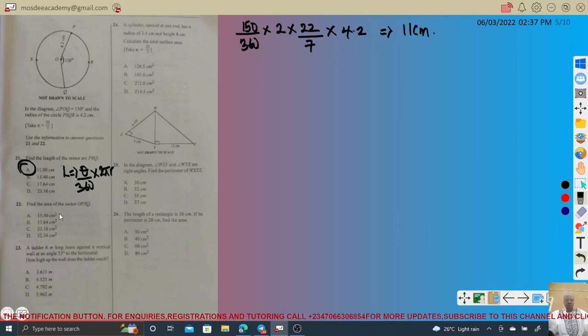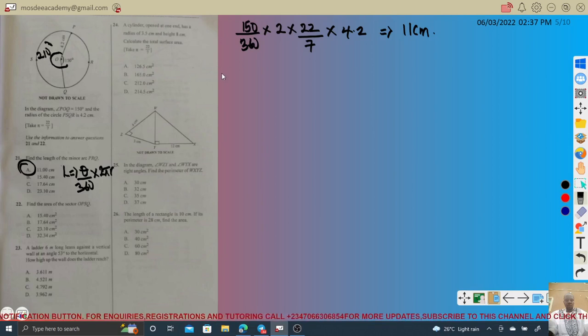The next one is find the area of the sector OPSQ. Where is OPSQ? This. So we need to get this angle. So this is a reflex. You subtract 150 from 360. I hope students know how to do that, and that is 210. So be careful about your formula. That is the formula angle.